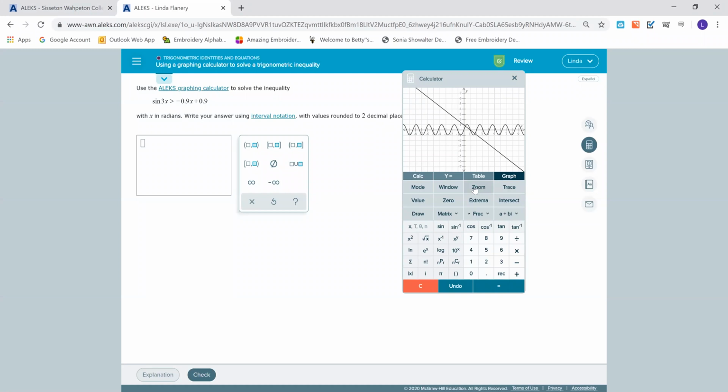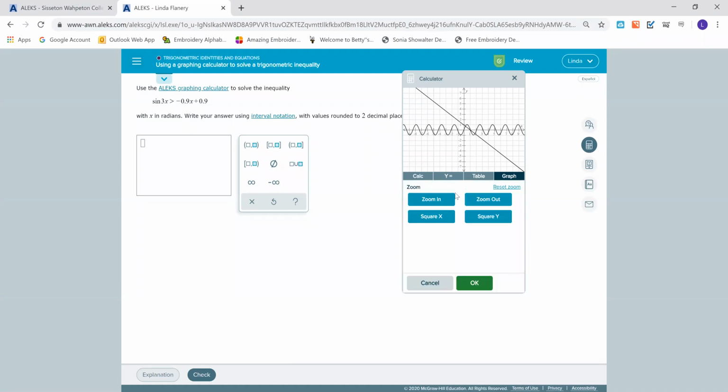So you'll notice down here, you'll see where it says zoom. And I am going to zoom in. And I just like to just click zoom in. That's the quickest way to do it. But basically, let me zoom out just a hair. There we go. We want to find where the sine curve is greater than our line.